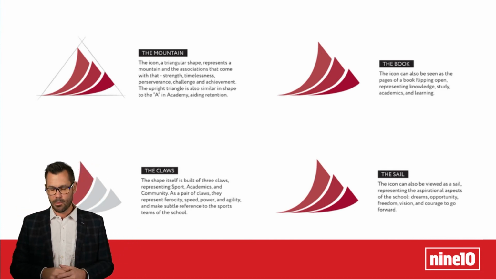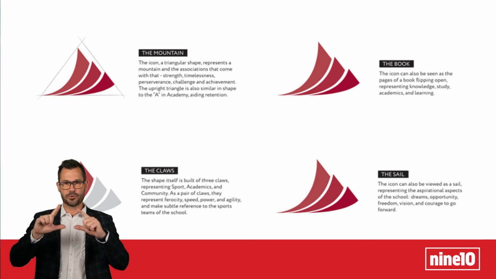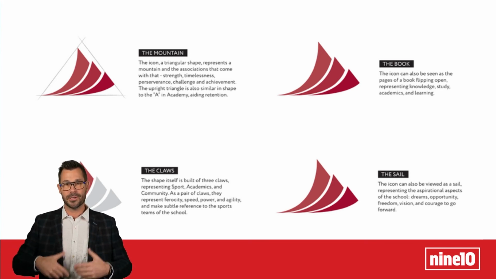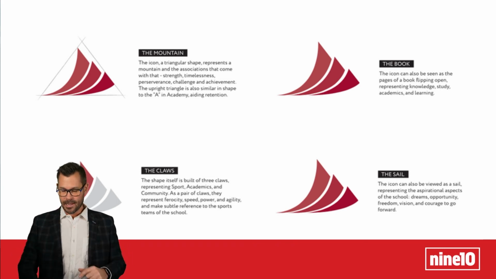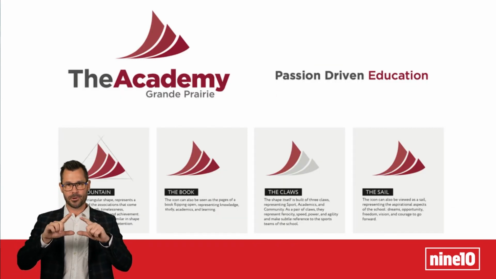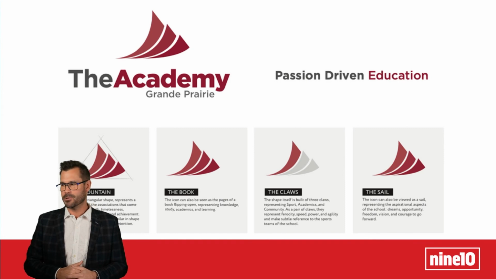Now, the last one I wanted to showcase was really just this triangular shape. Of course, this school is called the Academy. The letter A is the triangular shape, and that's sort of represented in the mountain as well.